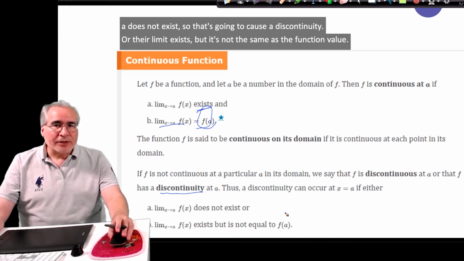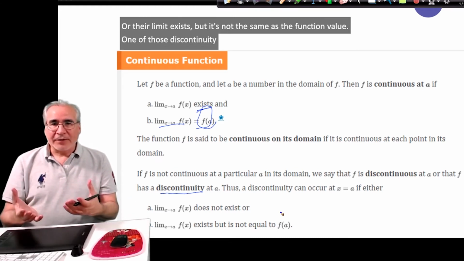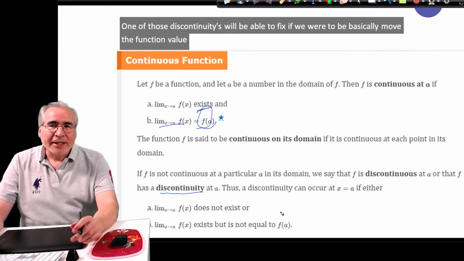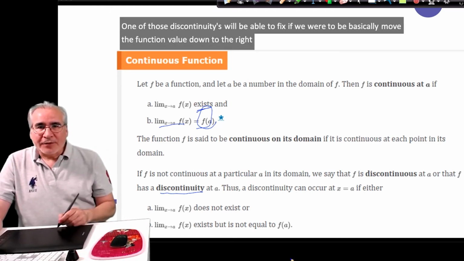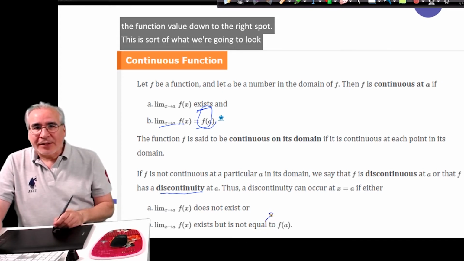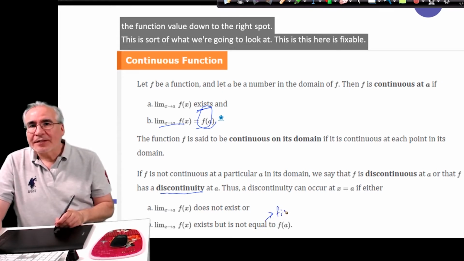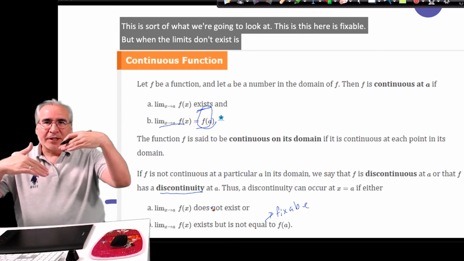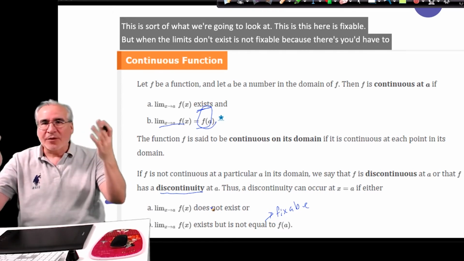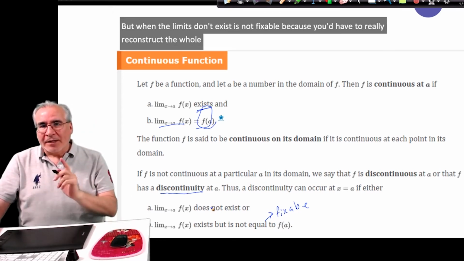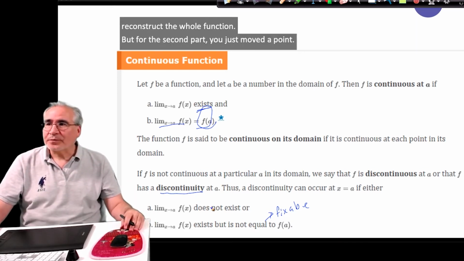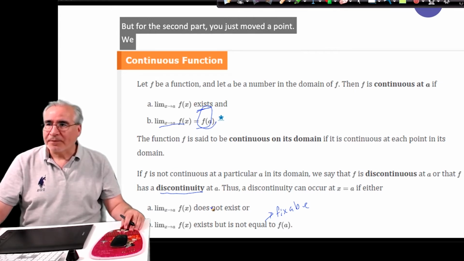Now, one of those discontinuities we'll be able to fix if we were to basically move the function value down to the right spot. This is sort of what we're going to look at. This here is fixable. But when the limits don't exist, it's not fixable because you'd have to really reconstruct the whole function. But for the second part, you moved a point. Okay. We just need to move a point.